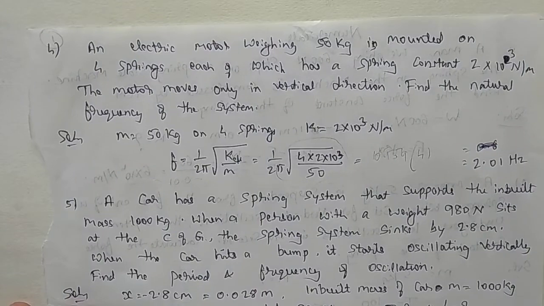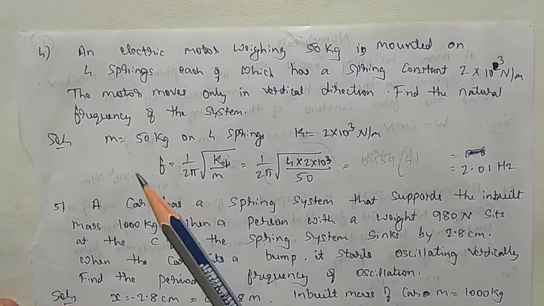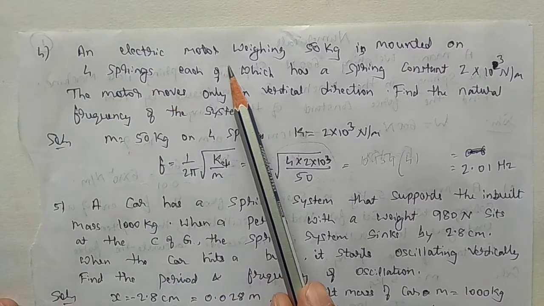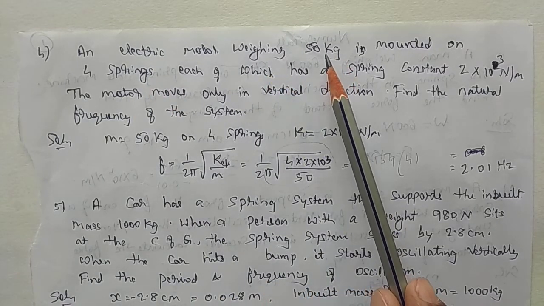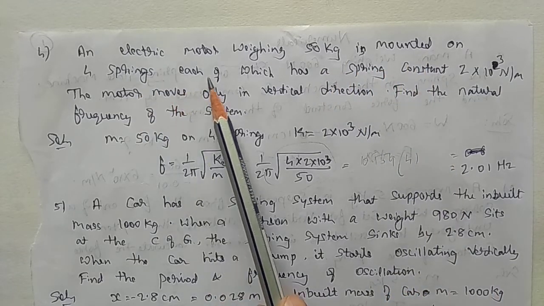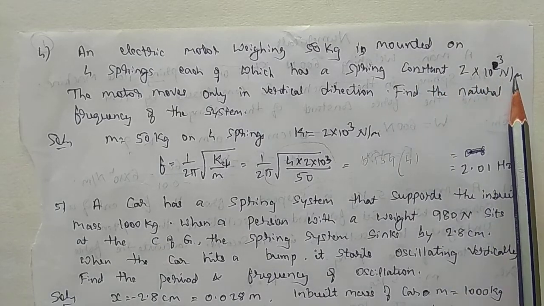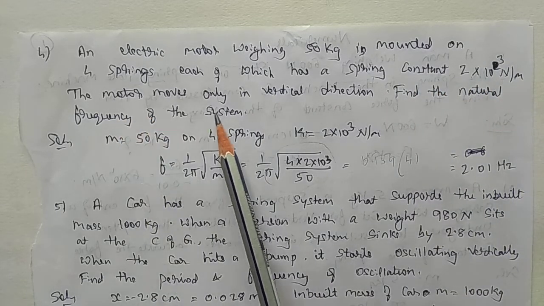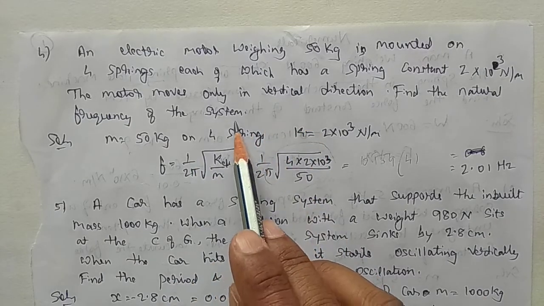The next numerical: an electric motor weighing 50 kg is mounted on 4 springs, each of which has a spring constant of 2 × 10^3 Newton per meter. The motor moves only in the vertical direction. Find the natural frequency of oscillation f.